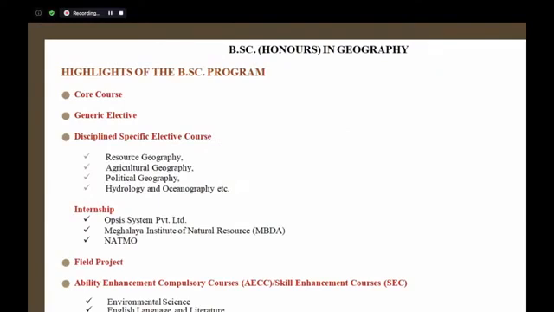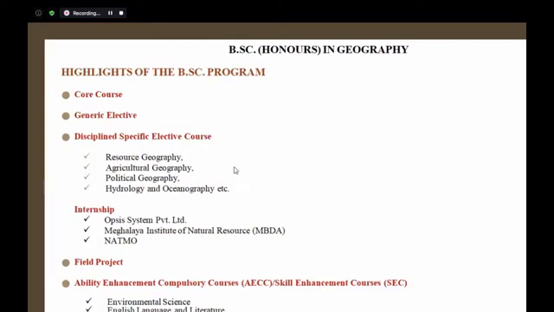So there are a couple of highlights that I would like to mention. Not only do we offer some core courses, like geomorphology, climatology, human geography, economic and political geography, and environmental geography, but we also maintain the CBCS guideline, the choice-based credit system, which is the UGC-prescribed guideline for all Indian universities. Along with that we offer some generic electives and some discipline-specific electives.